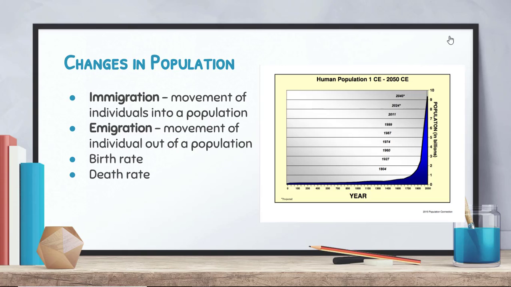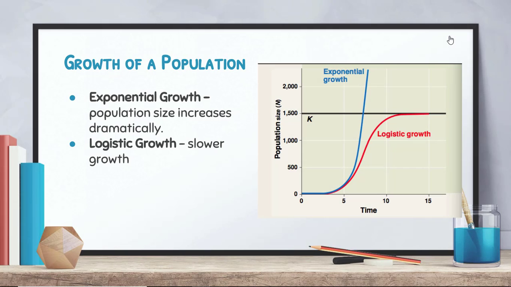Now, a large part of this is not necessarily due to immigration and emigration, but rather the advances in technology. Humans are living longer because of greater health care. We have agriculture, which allows for people to be able to eat. We also have advanced medicines, which allow people to survive and live longer. So lots of different things play a role in how a population changes.